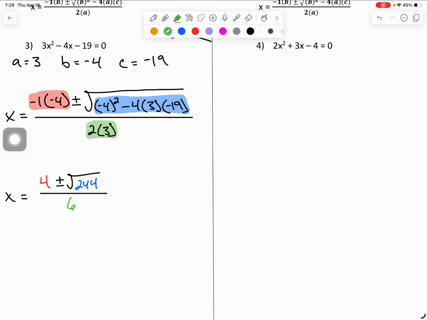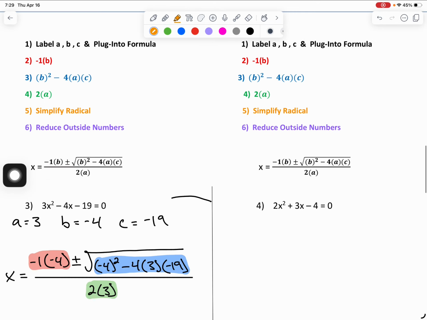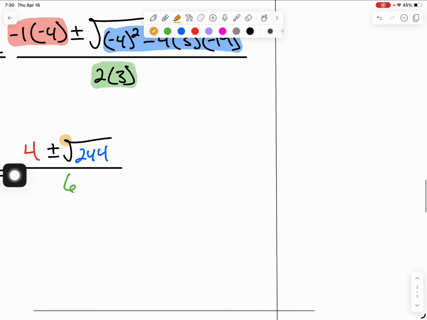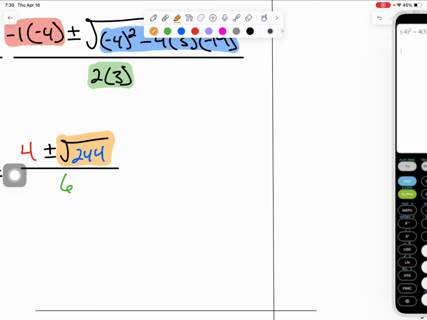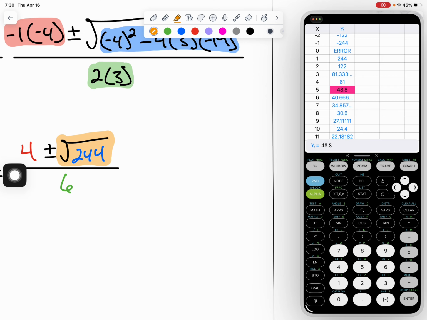All right, this is where it changes a little bit. Now we have to simplify the radical. And again, you guys have been doing an outstanding job with this. Let's go straight to our calculator. Set y equals, let's clear it off. Let's do 244 divided by the x, second, and then graph. That gives us our table here. All right, looks like we're going to be working with 4 and 61.